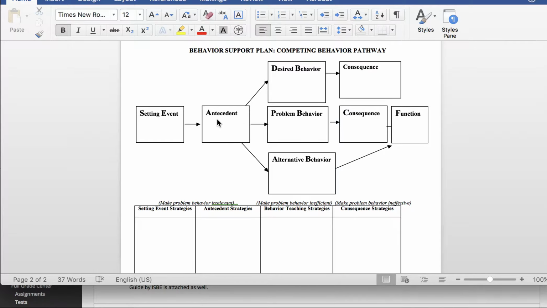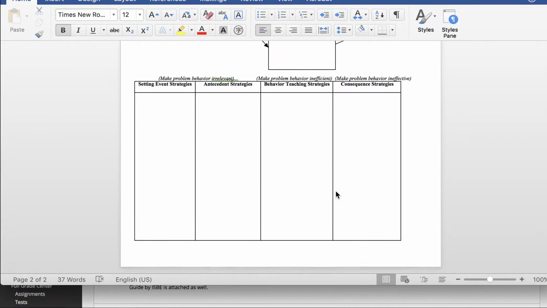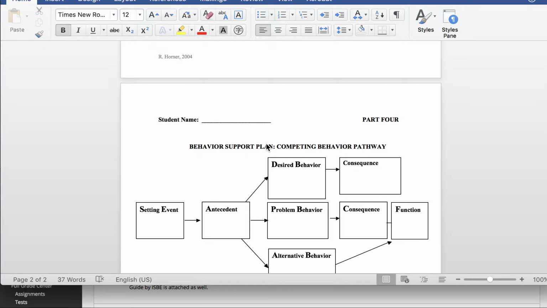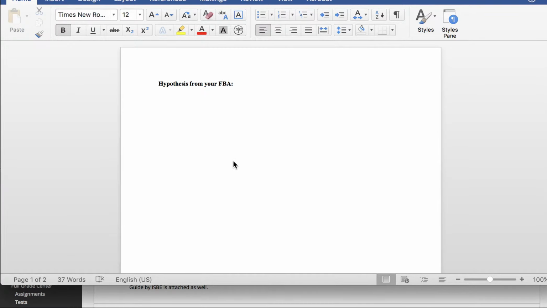Once you're done, you will fill out this pathway and develop the potential intervention plan. So using your hypothesis, you will fill out this path first: setting events, antecedent, problem behavior, consequence, function. So these paths should match your hypothesis up here.